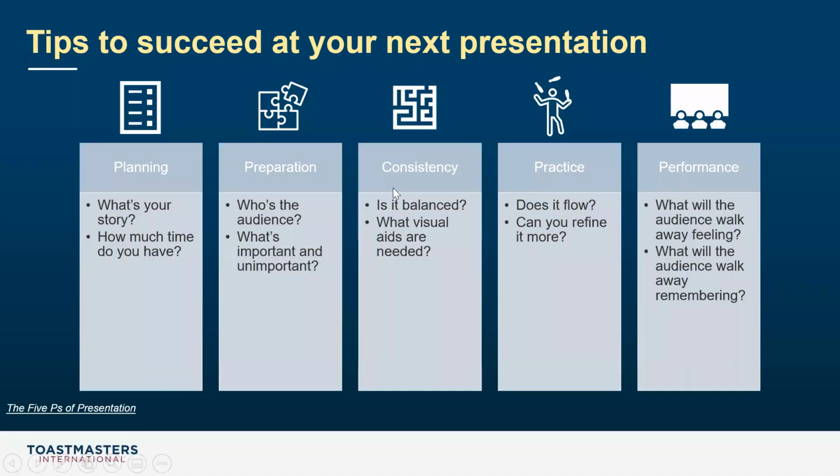So how can you succeed at your next presentation? At Toastmasters, we have learned the 5 P's of presentation, and they are planning, preparation, consistency, practice, and performance. Now, you're probably wondering why the 3rd P is a C, and that's because it stands out as the inconsistent P in the 5 Ps. And so when you have inconsistencies in your presentation, in your communication, it really stands out. So that's why we have to focus on consistency in our presentation so that it doesn't stick out like a sore thumb and it flows nicely with everything.